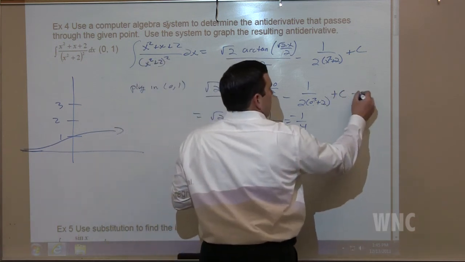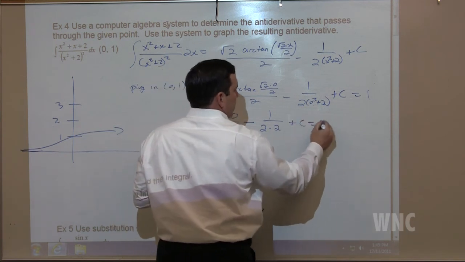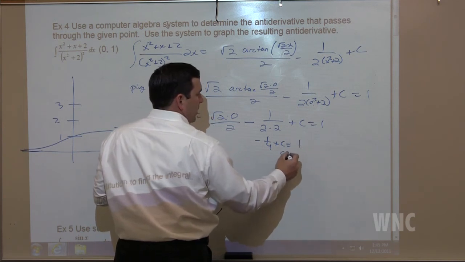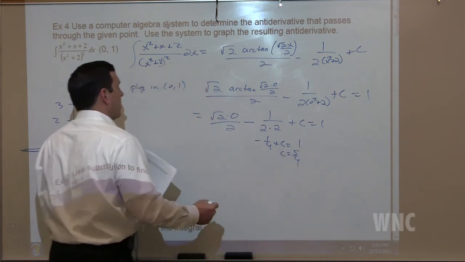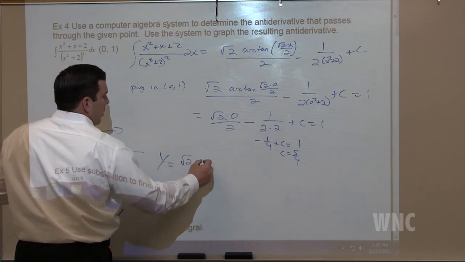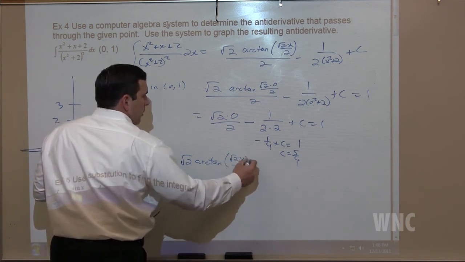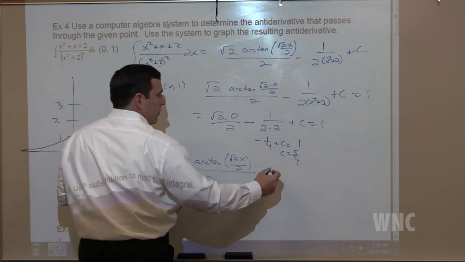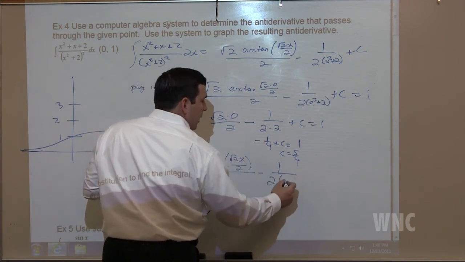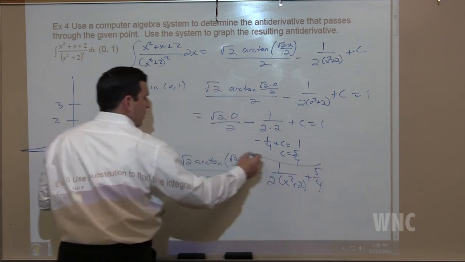I should have kept that plus c equals 1. Yeah, I'm plugging it in. We're going to find our c. Plus c equals 1, so negative 1/4 plus c is 1. So c equals 5/4. So our solution is going to be y equals the square root of 2 arctangent of the square root of 2x over 2, all over 2, minus 1 over 2 times (x squared plus 2), plus 5/4. That's what I was after.